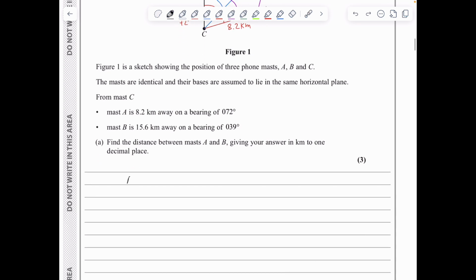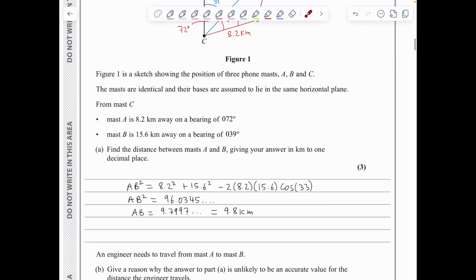We've got AB squared being equal to 8.2 squared plus 15.6 squared minus 2 times 8.2 times 15.6 cosine of 33. If I evaluate this on my calculator, I get that AB squared is 96.0345... And if I take the square root of this, I get 9.7997... which to the nearest dp is 9.8 kilometers.